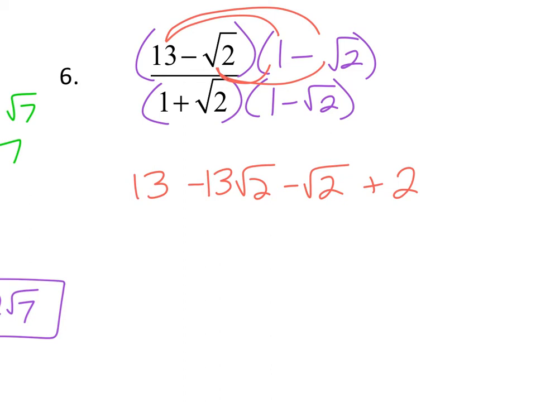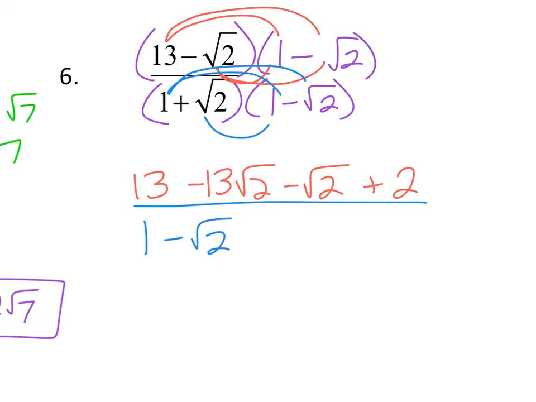All right, denominator time. So 1 multiplied by 1, you get 1. 1 multiplied by the negative square root of 2 is a minus square root of 2. Positive square root of 2 multiplied by 1, you get a positive square root of 2. And then positive square root of 2 multiplied by negative square root of 2, you get a minus 2. At this point, simplifying, let's go.